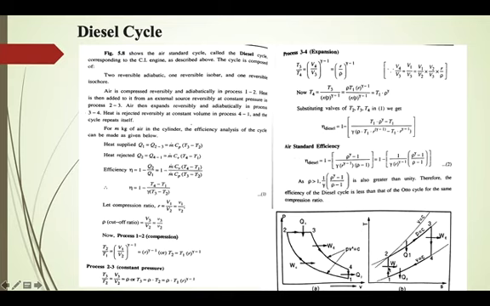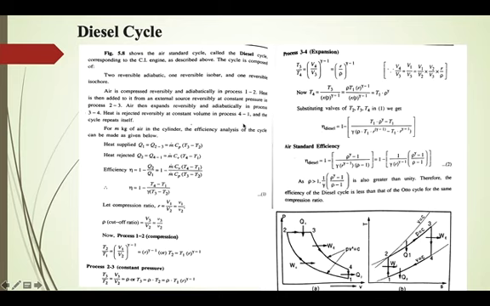1 to 2 is reversible adiabatic. It is also known as isentropic. That is why it is a vertical straight line on TS diagram. Then 2 to 3 is a constant pressure heat addition process. Given amount of heat is added. 3 to 4 is reversible adiabatic or isentropic expansion, and 4 to 1 is constant volume heat rejection process. Q2 amount of heat is rejected at constant volume. Here it is constant pressure.